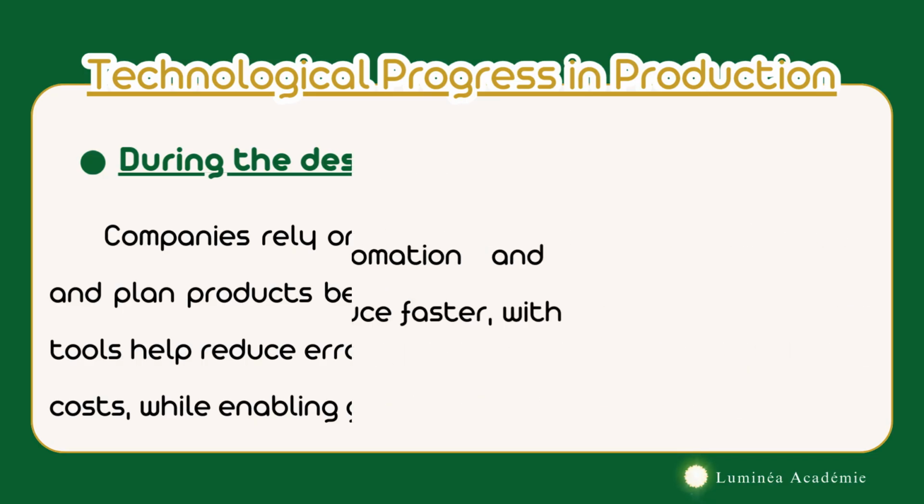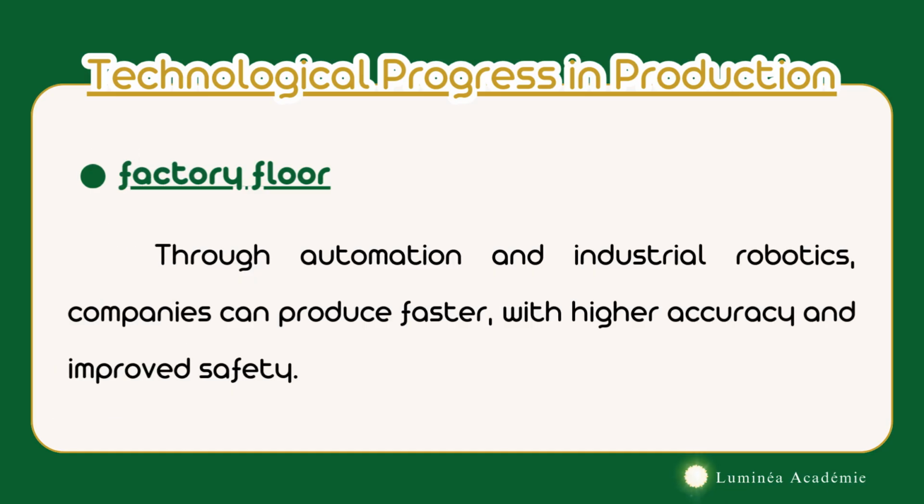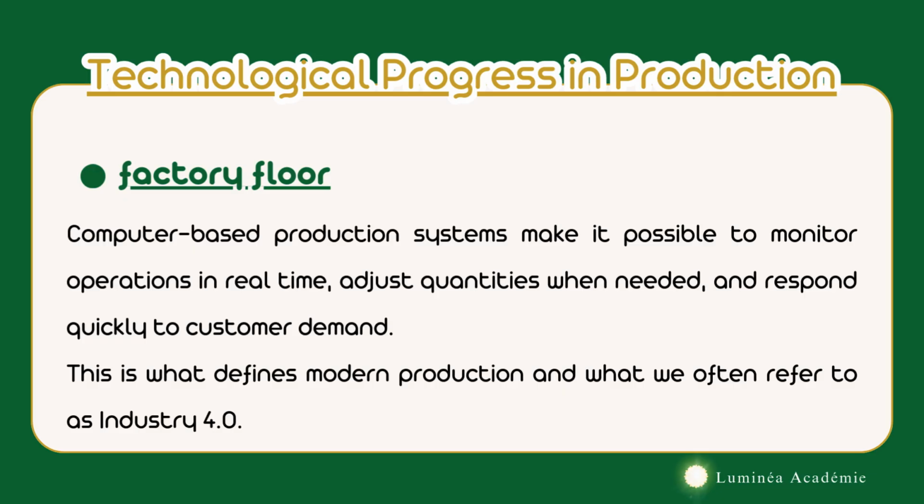Technology also has a strong presence on the factory floor. Through automation and industrial robotics, companies can produce faster, with higher accuracy and improved safety. Computer-based production systems make it possible to monitor operations in real time, adjust quantities when needed, and respond quickly to customer demand. This is what defines modern production and what we often refer to as Industry 4.0.